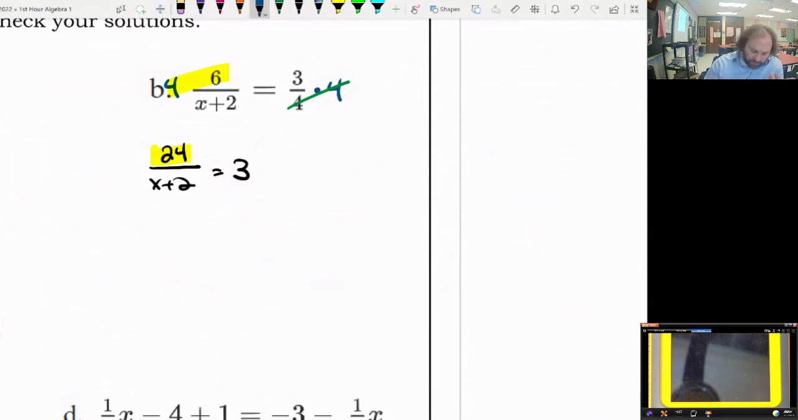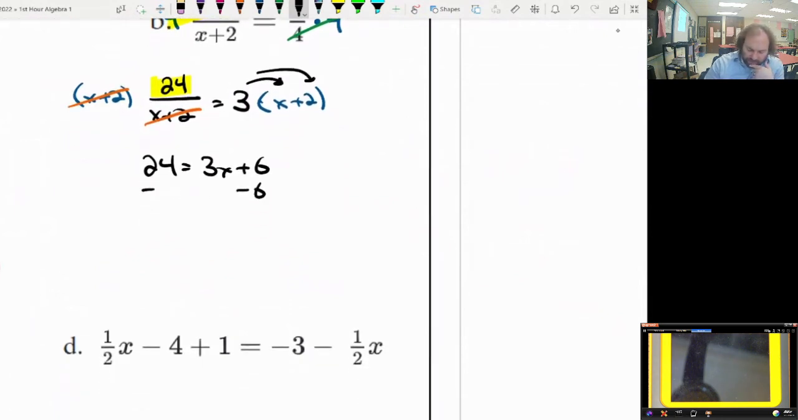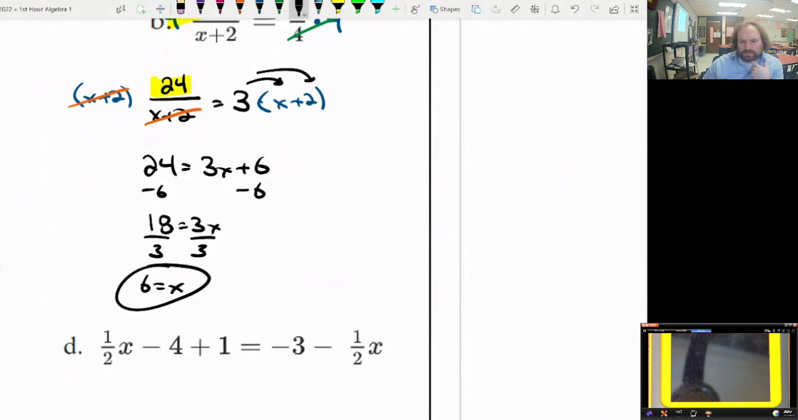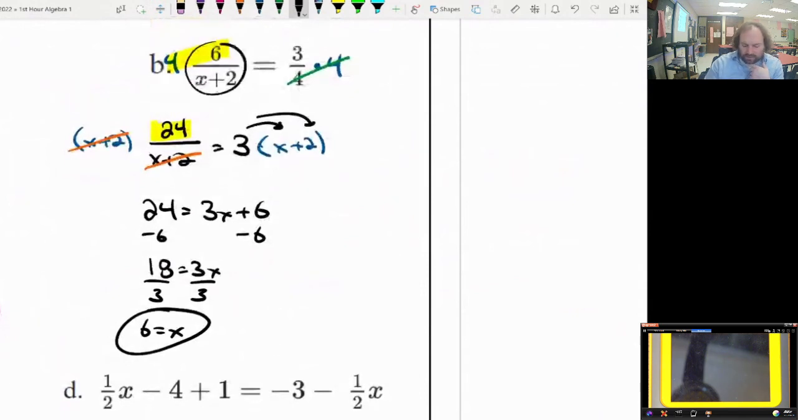Now the next challenge is to get x plus 2 out of the bottom of the fraction. And to do that, we're going to do the exact same thing. We're going to multiply by x plus 2. I don't know what x plus 2 is, but I do know that it will divide by itself to make 1. So it cancels out. So what we've got now is 24 equals 3x plus 6 after we do the distribution. Finally, we can subtract 6 from both sides and get 18 equals 3x, and we can then divide by 3 and get 6 equals x, and that's the end of that problem. Pretty straightforward. You could check it, by the way, by plugging in 6 for x and getting 6 over 8 up here, which is equal to 3/4.